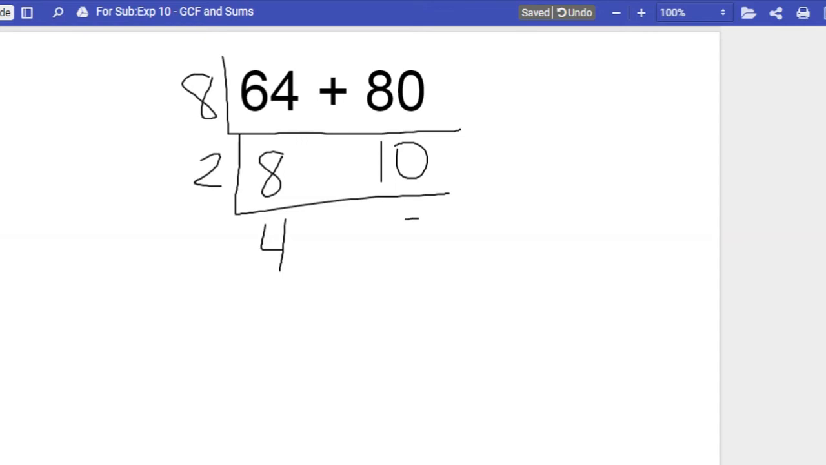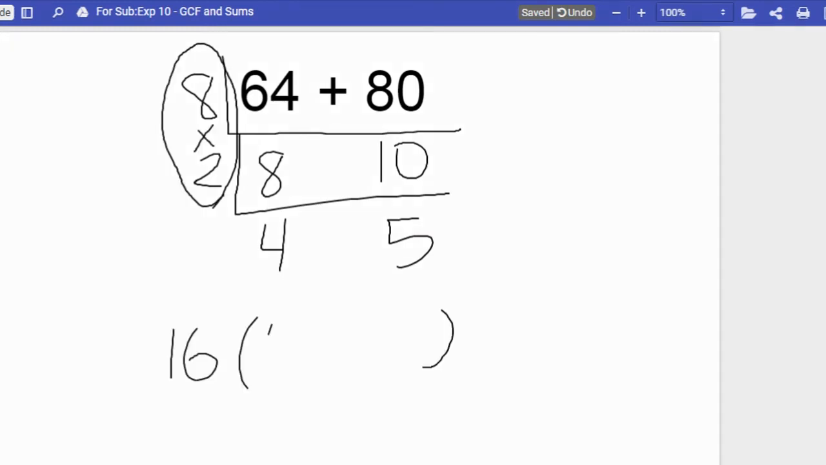8 divided by 2 is 4. 10 divided by 2 is 5. Okay, I found the greatest common factor. Remember, whatever's out front, I multiply it. So we should have 16. And then I take what's left at the bottom of my ladder, 4 and 5, and it's a sum, right? So I put my plus sign. So this is my answer, and again, I check it.